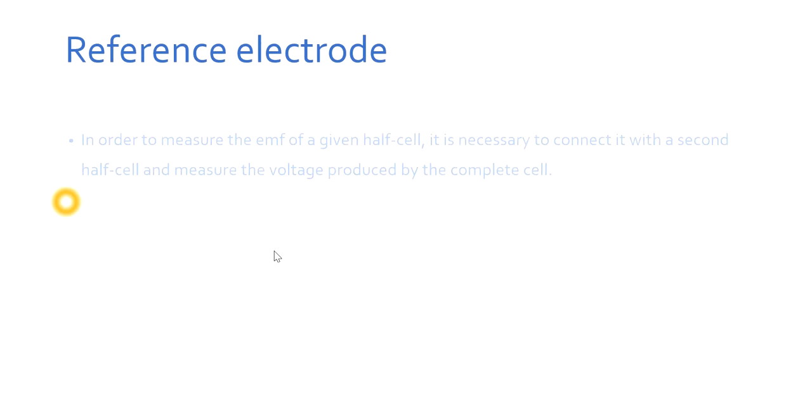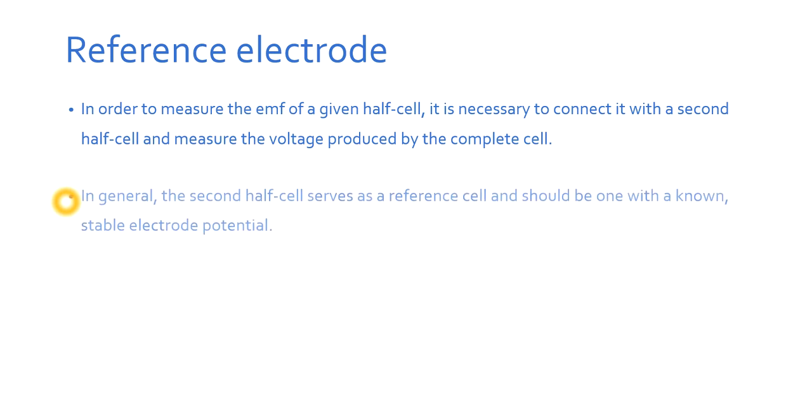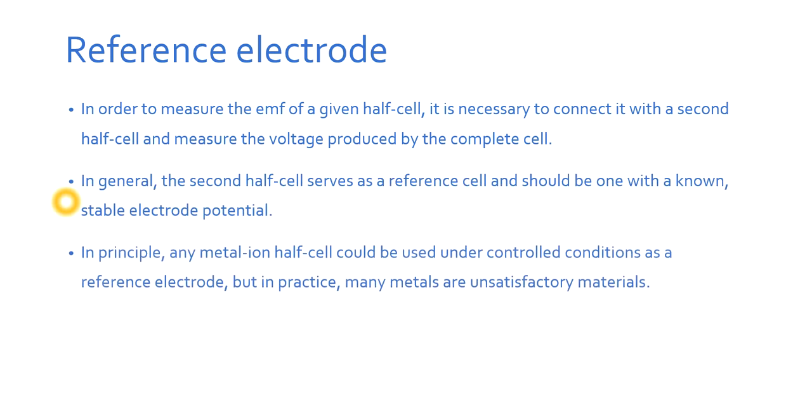So, as I already discussed, for the voltage of a half cell to be determined, it is compared with a stable potential electrode, called the reference electrode. In principle, every metal ion half cell can be used as a reference electrode under controlled conditions, but in reality it is difficult and not possible.